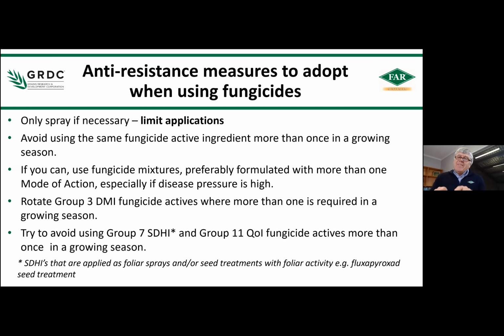It's easy to talk about mixing, but some of the products we're mixing are triazoles, our epoxiconazoles, our Opuses, our Prosaros. Some of the things we mix or might mix with them are themselves at high risk of resistance. So try, if you can, to avoid using those group 7s that have good foliar activity, such as Sustiva or Aviator Xpro. Let's try using those just once in a season if we can. And the same with the QoIs. Let's try and use those strobes once in a growing season.